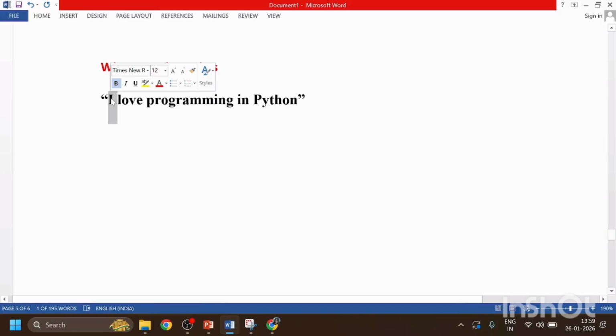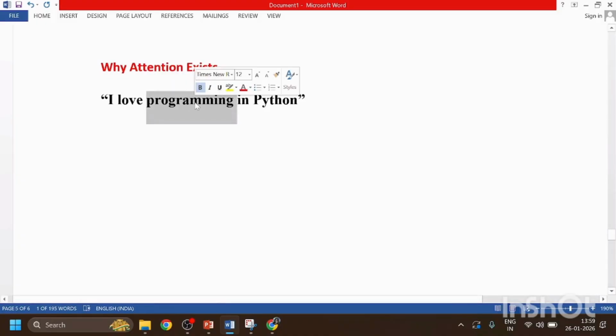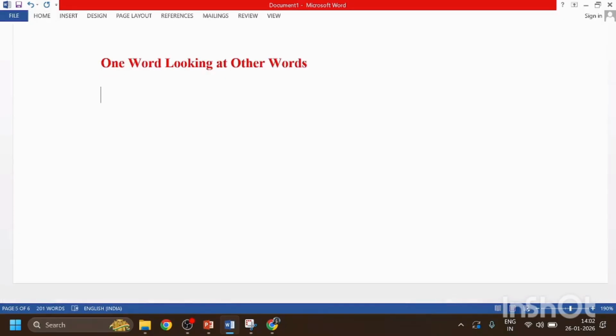Older models read words one by one and try to remember everything. That was slow and unreliable. Attention was created so every word can directly look at every other word.